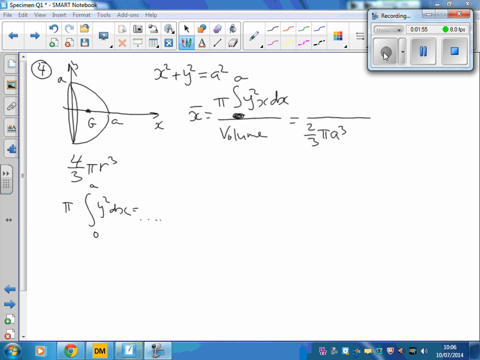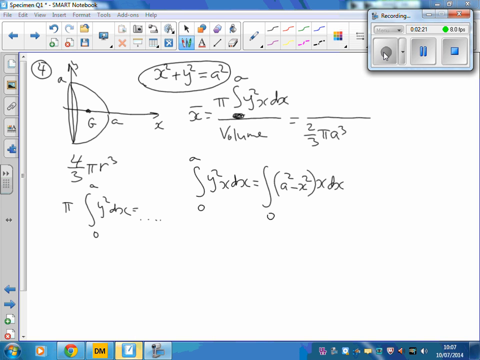Now, we have to work out the integral at the top of our fraction. Let's write it down separately: the integral from 0 to a of y squared x dx. Y squared, from the equation of the circle, is given as a squared minus x squared, multiplied by x dx. Multiplying out the brackets, the integral becomes a squared x minus x cubed, all integrated with respect to x from 0 to a.